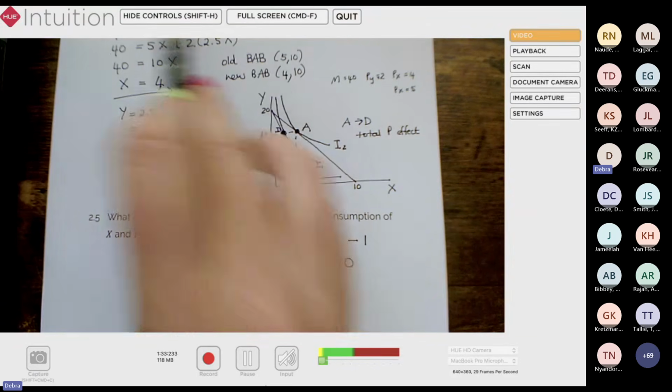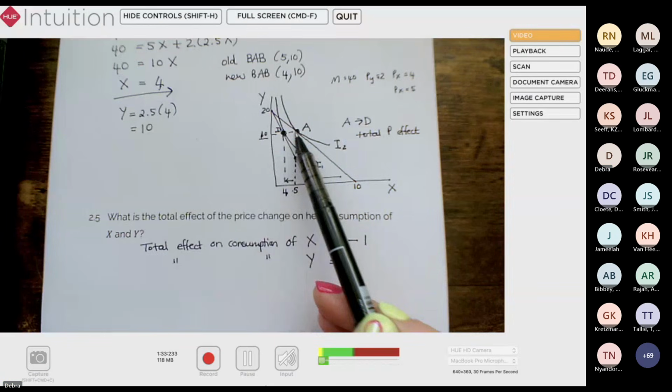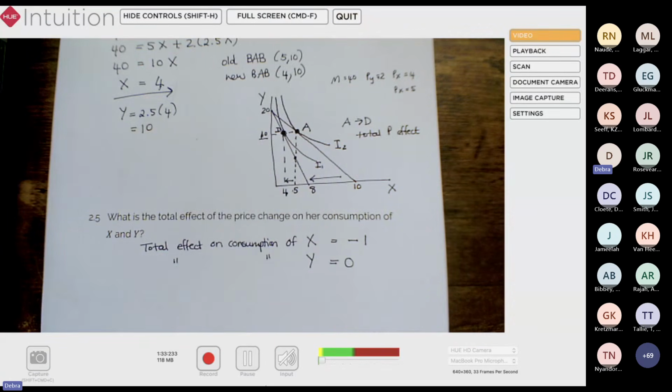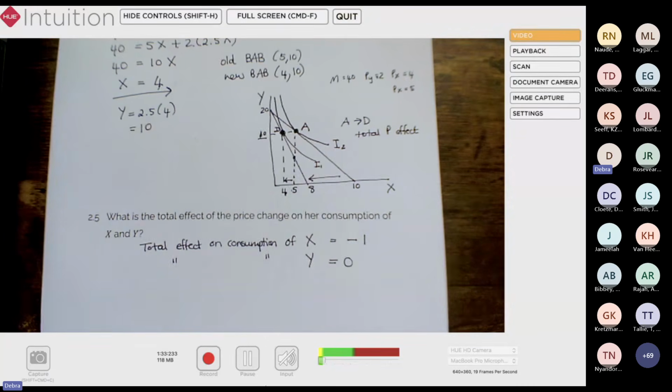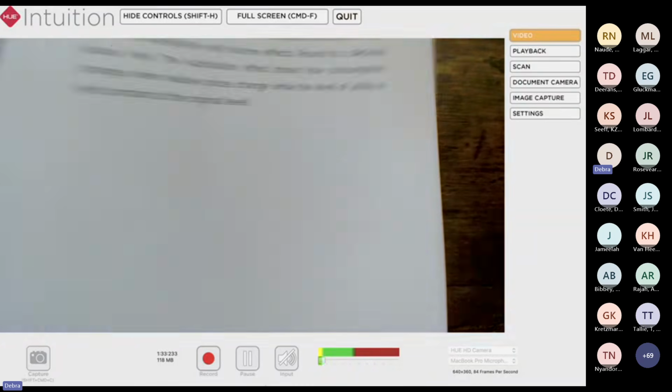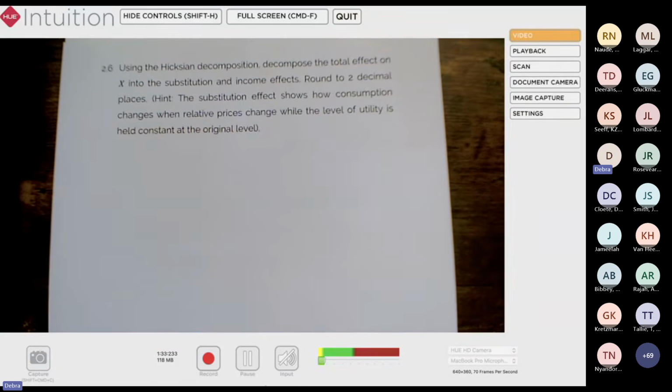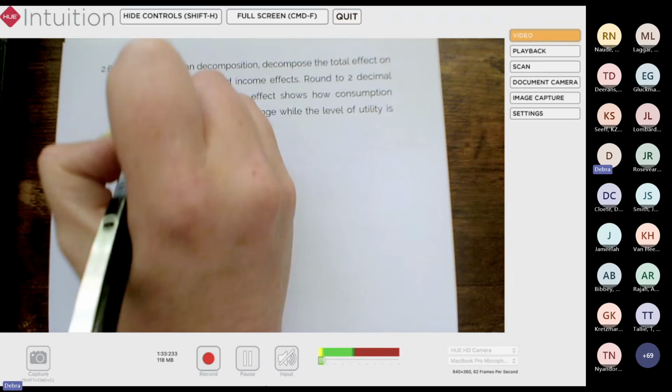So this math is simply doing what the graph could also visually achieve if we had pivoted the budget constraint inwards. Is everyone with me on this before I move to the next part of the question? Okay, great. I have thumbs ups. So the next part of the question then says, okay, but what were the substitution and income effects? So now we have to use the Hicksian decomposition.